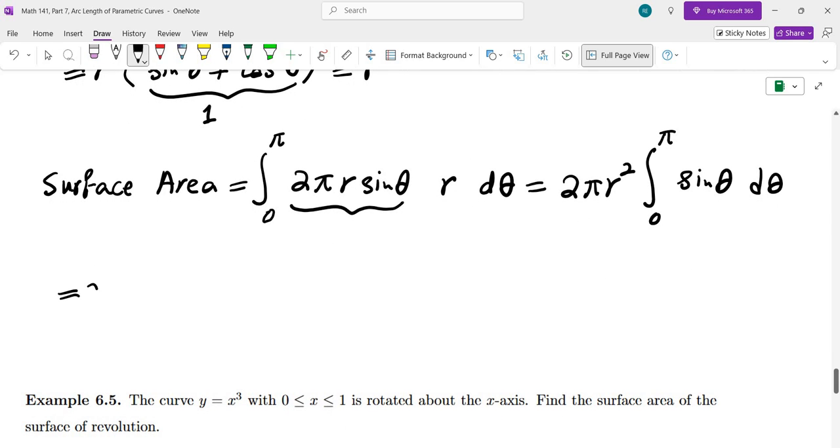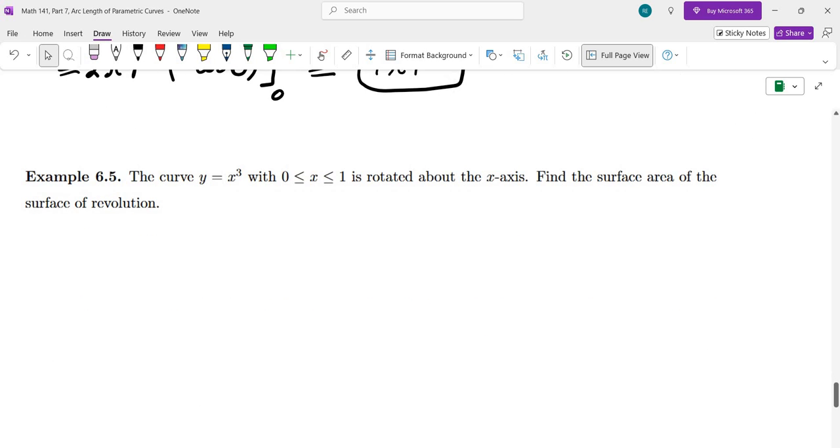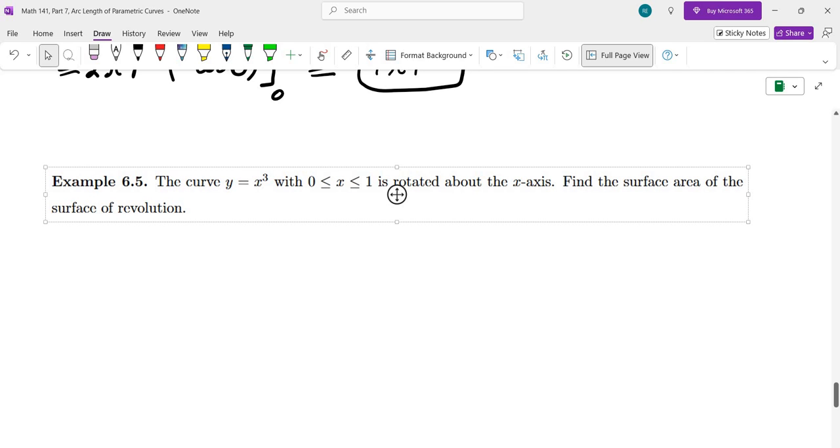So this would be 2π r². Sine becomes negative cosine of θ. And then from 0 to π, we plug in π, we get negative 1 times negative 1, so that gives us positive 1. And then cosine of 0 is 1, so we get 2. So we get 4π r², which matches the formula that we know for the surface area of a sphere. Last example, and then we're going to summarize.